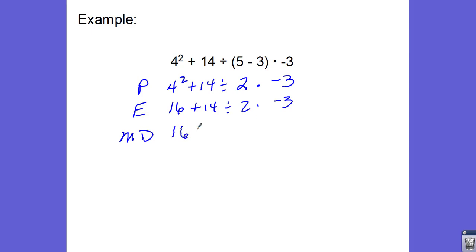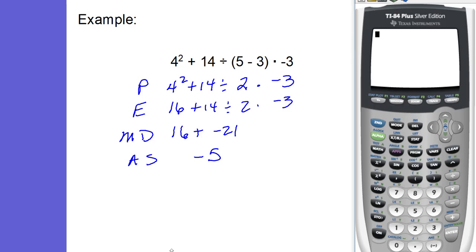So the 16, I don't have to do anything with, but this 14 divided by 2, I need to do. 14 divided by 2 gives me 7, and then I immediately multiply that by -3, which gives me -21. Now we get down to the add subtract line, and by this point we should end up with an answer. 16 plus -21 gives us -5. If you were to type this line exactly as is into the calculator, it should give you -5 as well. Let's see if that works.